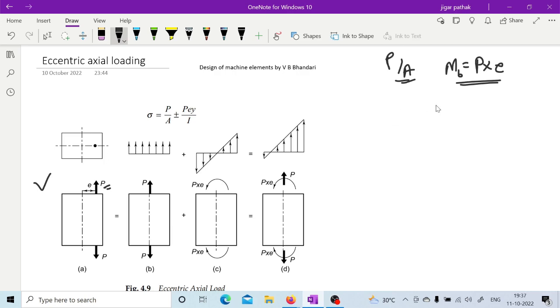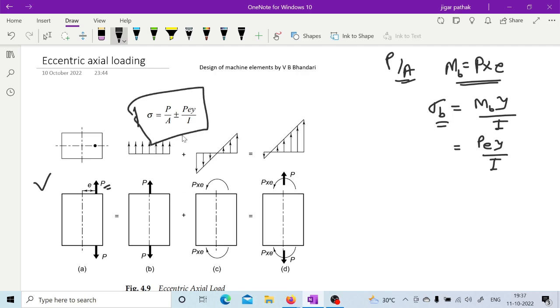Once this moment is also present, what is going to happen? Can anyone tell? If this moment is also present, which other stress is going to come into the picture? Bending stress, right? This bending stress, as we have just seen, is M y upon I. So P e y upon I will be another stress which needs to be taken care of because of this eccentricity. That is why sigma will be equal to P by A plus or minus P e y upon I.